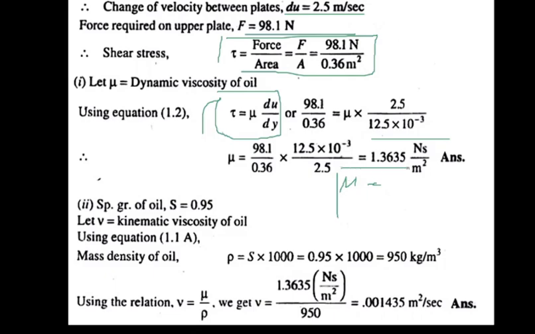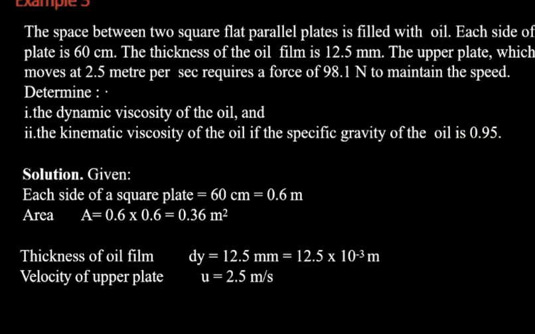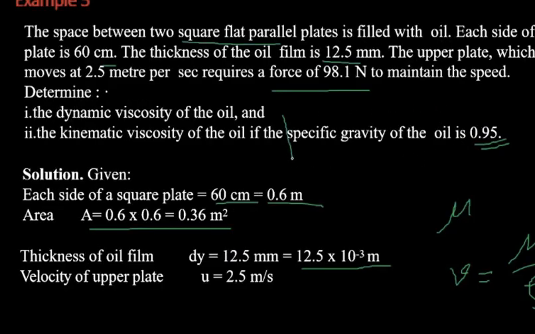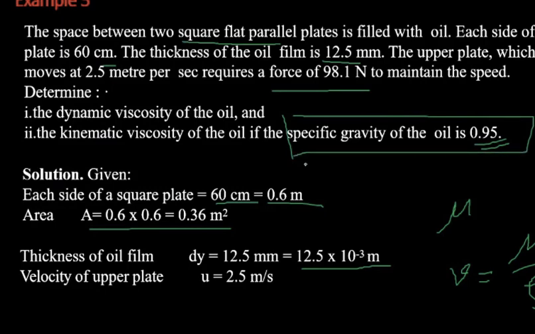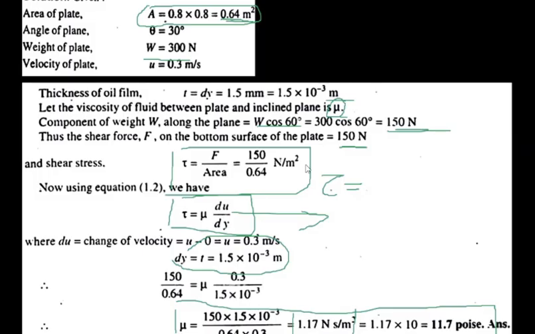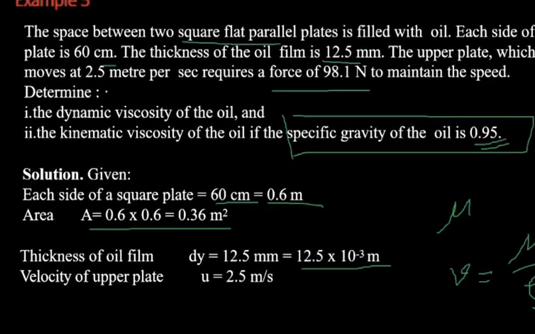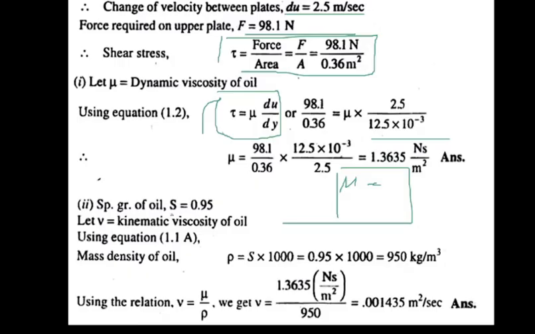After getting mu, what do we have to find? Nu. How do we find nu? It is the ratio of mu by density. Then they have given another value, the specific gravity of oil is 0.95. This value is given intentionally to find the density. So the mass density of oil is 0.95 into 1000, I already told you, the density of water. So 950 kg per meter cube.